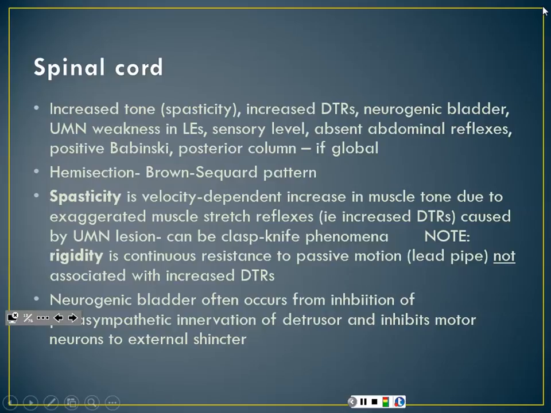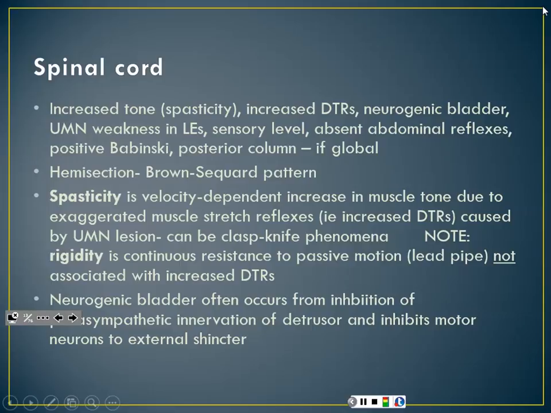And then you're going to get upper motor neuron weakness, which we're going to talk a little bit more about. You can have absent abdominal reflexes because these are lost as well. You can get positive Babinski, which is a sign of upper motor neuron. And if it's global, you get some sensory things. Remember Brown-Séquard? That's a hemisection. We'll talk more about that later.